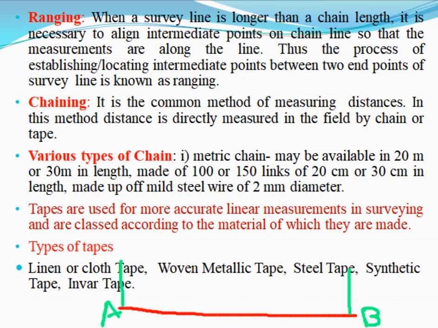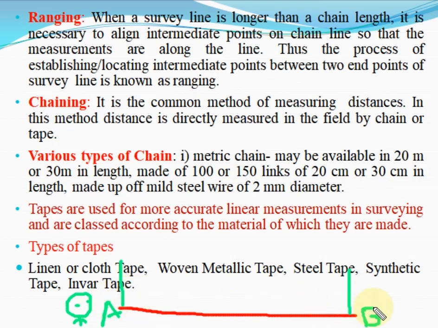In the ranging operation, the surveyor who carries out the survey stands 1 meter behind the ranging rod, looking towards B. So one person is standing nearer to point A, and another person is standing at B, carrying the ranging rod vertically. These two rods are fixed. In between, you have to establish new points, so that all these points are in the same line.